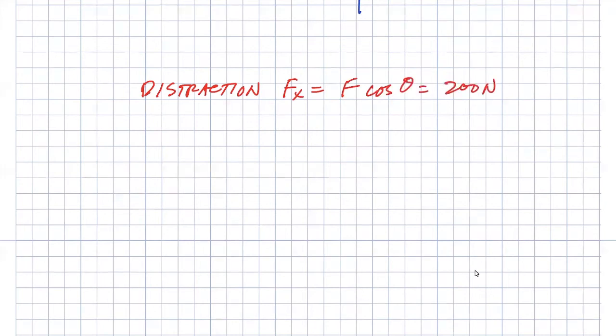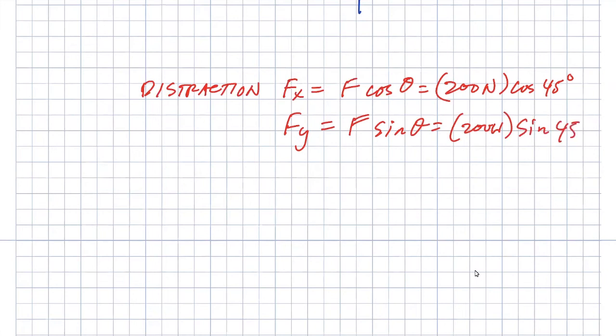If you guys remember this from geometry, trig, Fx is the distraction force: F times cosine theta, which in this case would be 200 newtons times cosine 45 degrees. Fy equals F sine theta, also 200 newtons times sine 45 degrees. What do you know about triangles, particularly right triangles, when the angle is 45 degrees? Correct, they should be equal. So work out the numbers. What do you guys get? Should be the same for both of them.